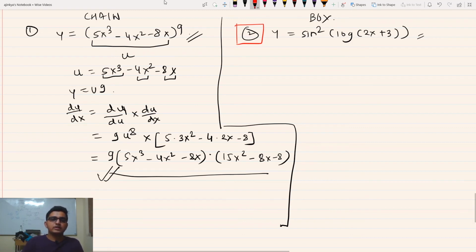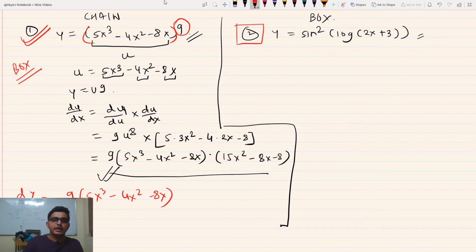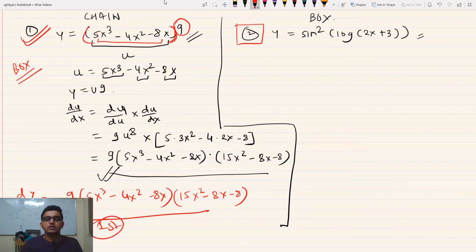And if you want to do this example also, like the first example, by box rule, we can do it in one step. So dy upon dx, how are we going to do this? The first box is the power of 9, so anything raised to 9 will give 9 times the whole term as it is, 5x cube minus 4x square minus 8x, and then you go inside. So the first box was anything raised to 9, then again you go inside, then we have this function. So you multiply that by the differentiation of it. So 5x cube minus 4x square minus 8x will give you 15x square minus 8x minus 8. So there you have it. In one step, you have calculated the whole answer.